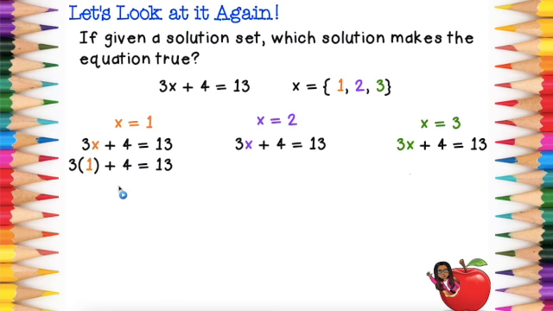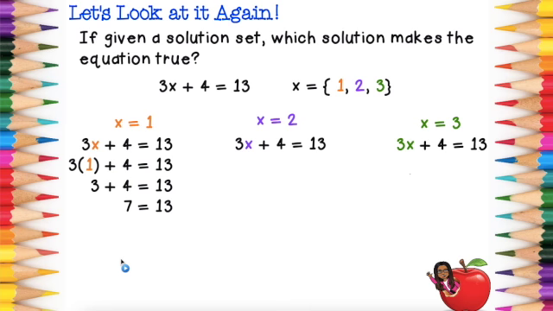Now we can just use order of operations to solve and simplify. So we know that 3 times 1 is 3, so we have 3 plus 4, and we're going to see if we get 13. So we get 7, and 7 is not equal to 13. So that lets us know that x equals 1 is not the solution to our equation.